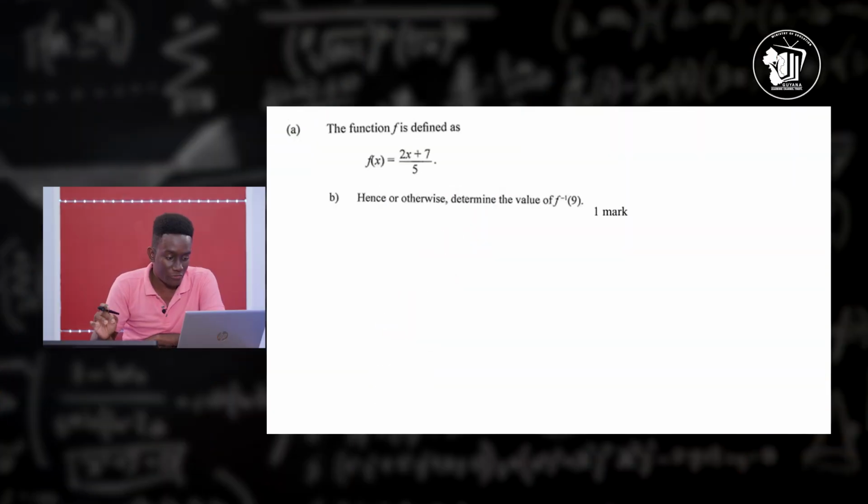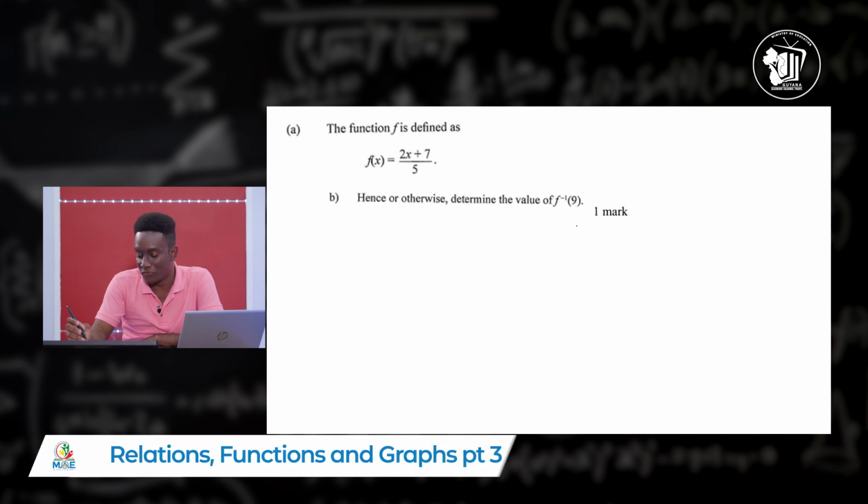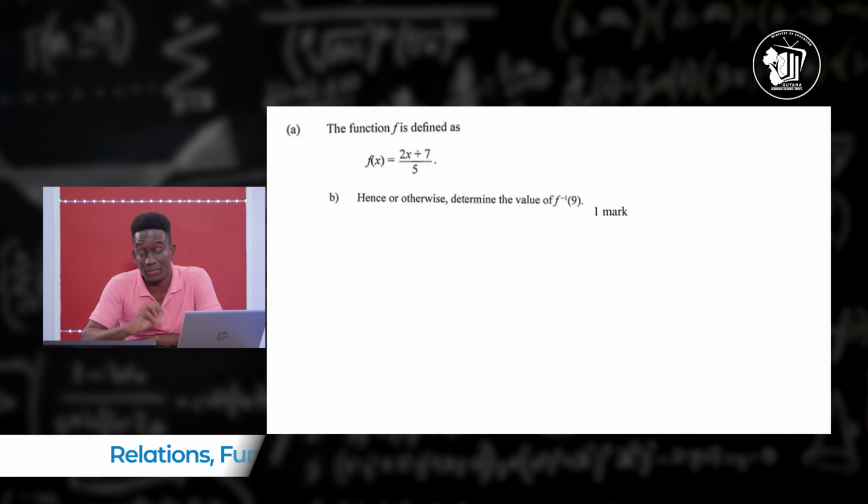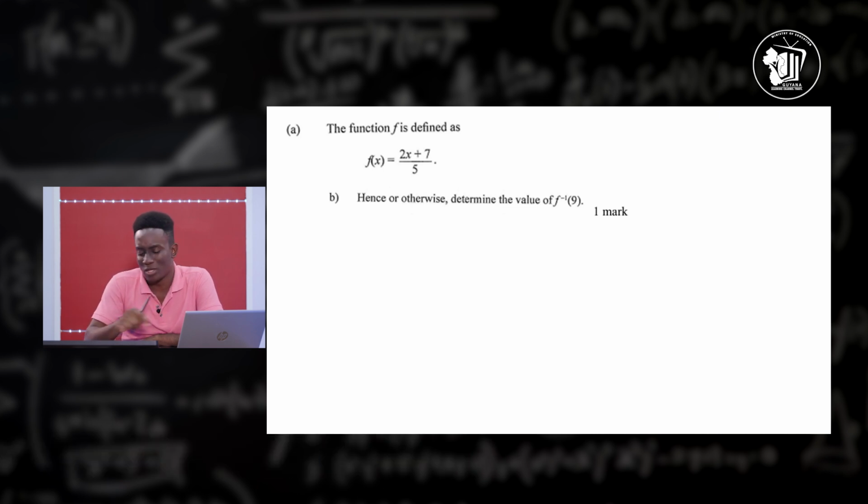So the last question for this here says, the function f is defined as, and we have the same function, they want us, hence or otherwise, to determine the value of f inverse of 9. So here's the thing. This question is going for 1 mark because you can use what we got from the previous answers to answer this question. But let's say you don't know the relationship between the inverse of a function and what the function is equal to. All you can do is work it just like how you know to work it.